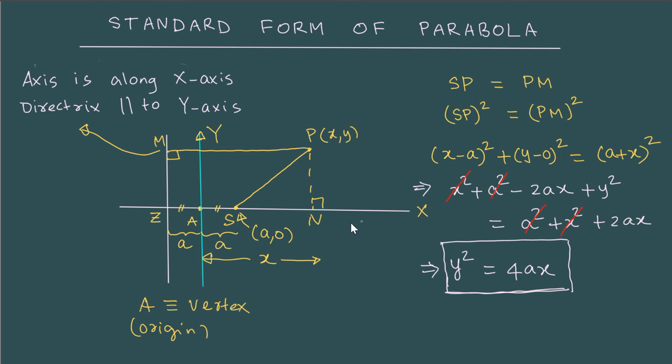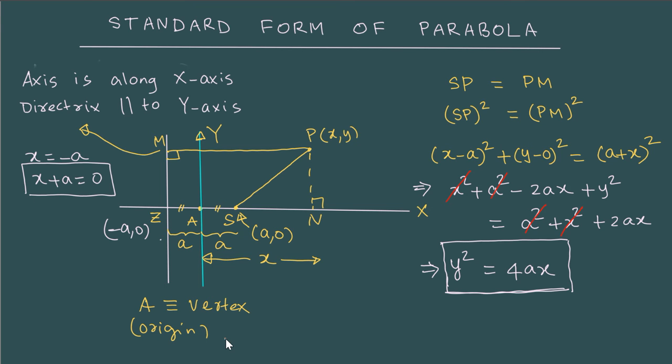So here we have to understand again that the axis of the parabola is along x-axis and the directrix is parallel to y-axis. Okay, now if you are trying to get the equation of the directrix, that can be done very easily here. So the coordinate of Z is minus a comma 0. So this line, the directrix, is simply given by x is equal to minus a, or you can write this as x plus a equal to 0. So this is one thing that we can keep in mind.